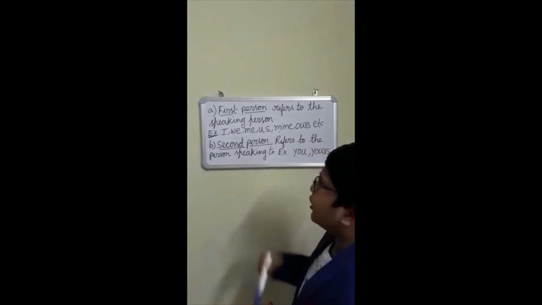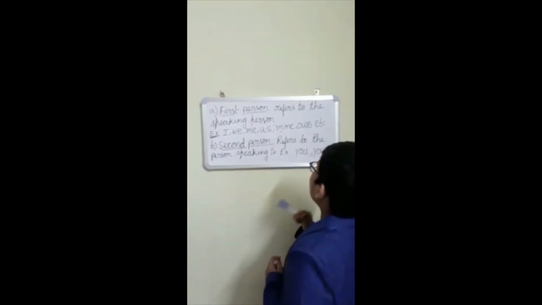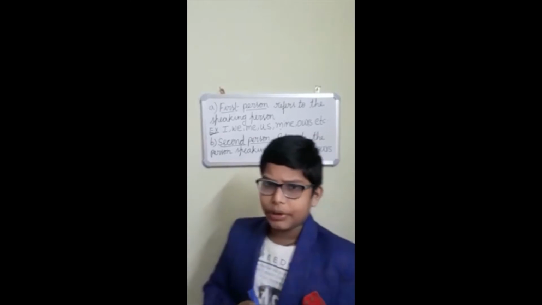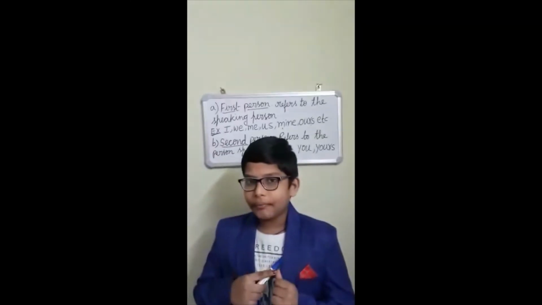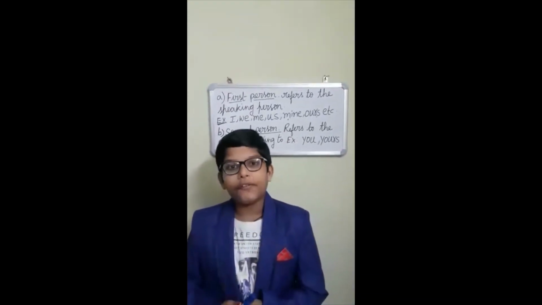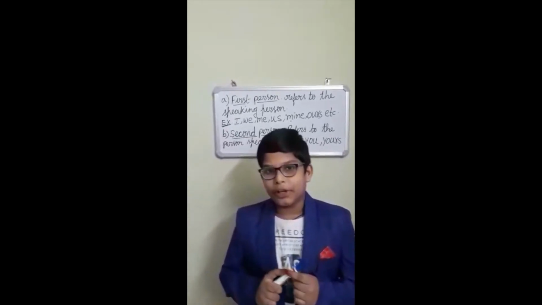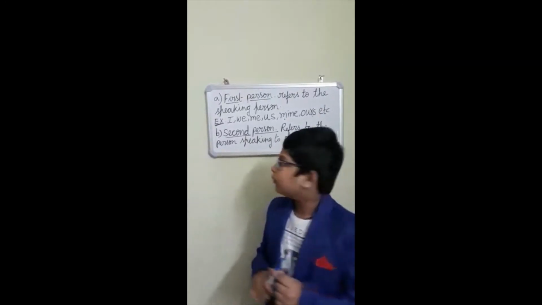For example, I, we, me, us, mine, ours, etc. Here I is the first person. If you see, I am going to school. Here I is the speaking person, so I is the first person. We are going to school. Here we is the talking person, so we is the first person.